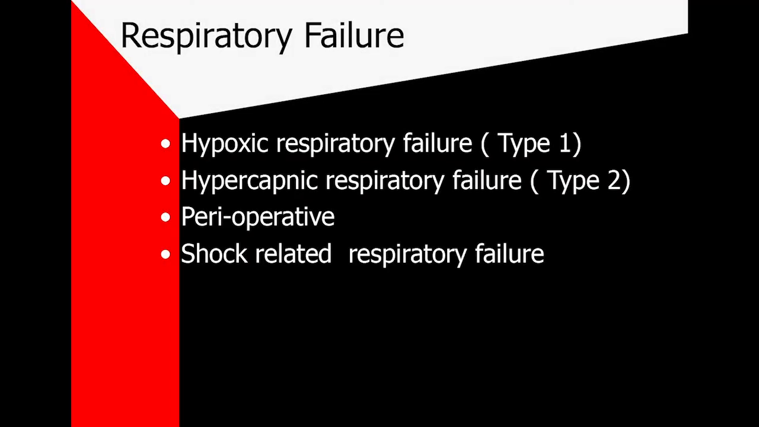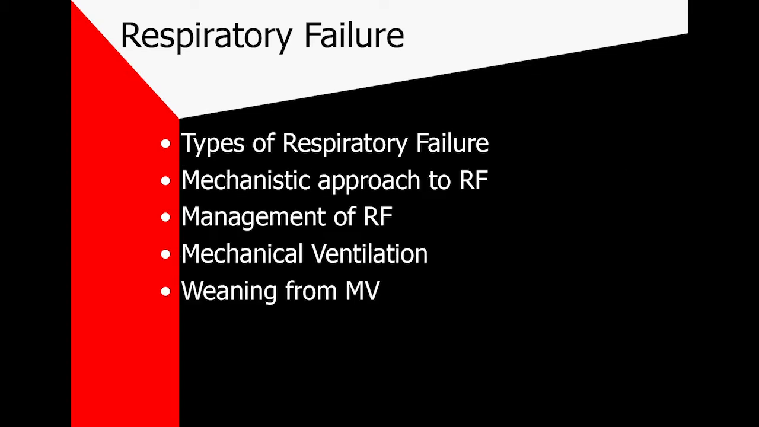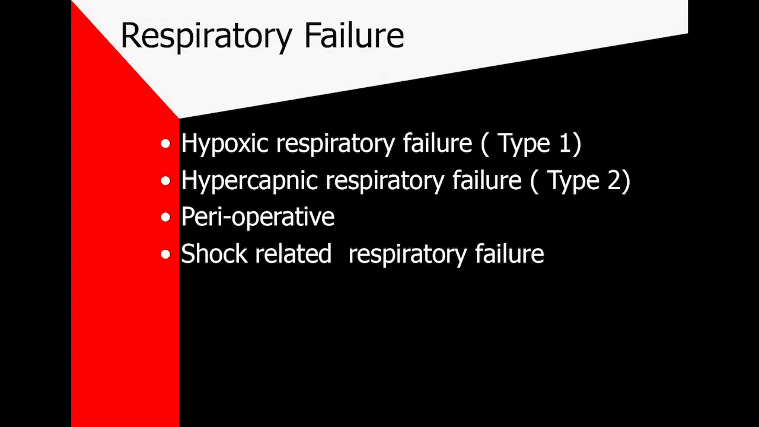Now, how many types of respiratory failure do you know? Two. Wrong. It's four. We'll go through the types of respiratory failure, the mechanistic approach, management, and then we'll not go on to mechanical ventilation. So we get four. There's a perioperative type, which has been recognised for a few years, and there is also shock-related respiratory failure. Okay? And we'll go through these each.